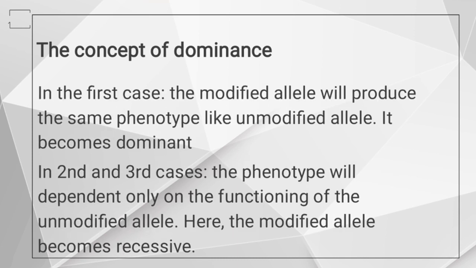the modified allele will produce the same phenotype as the unmodified allele. That means the modified allele is equivalent to the unmodified allele, and it becomes dominant.